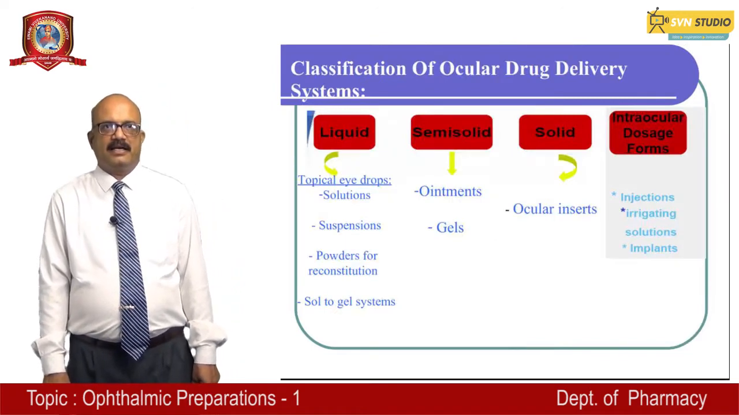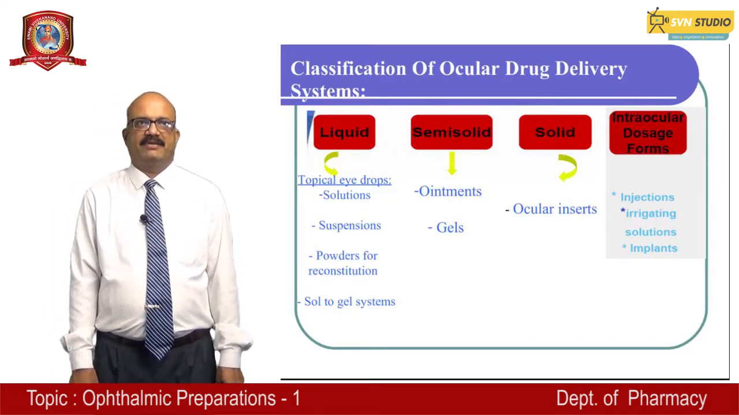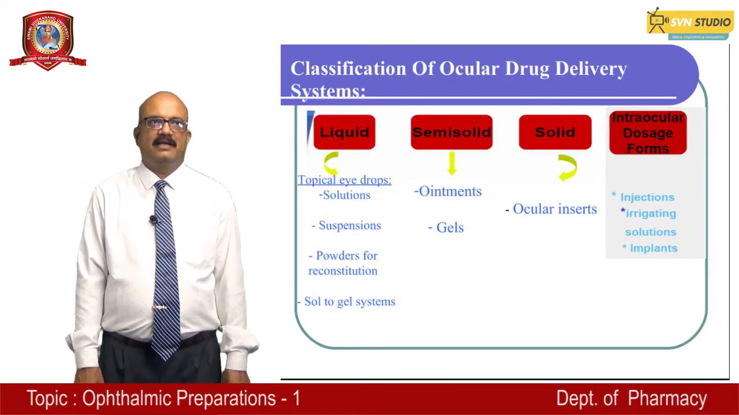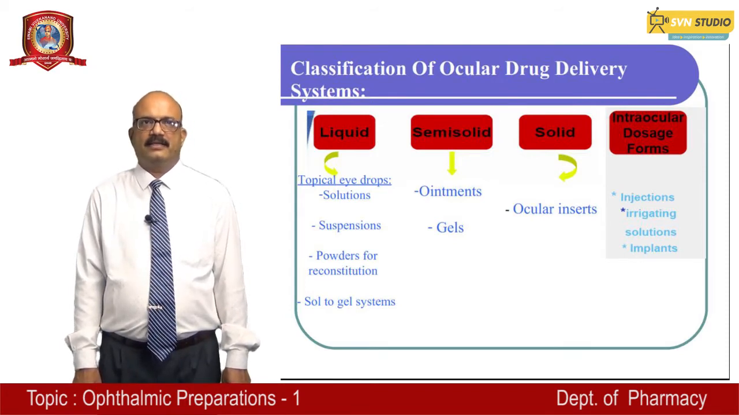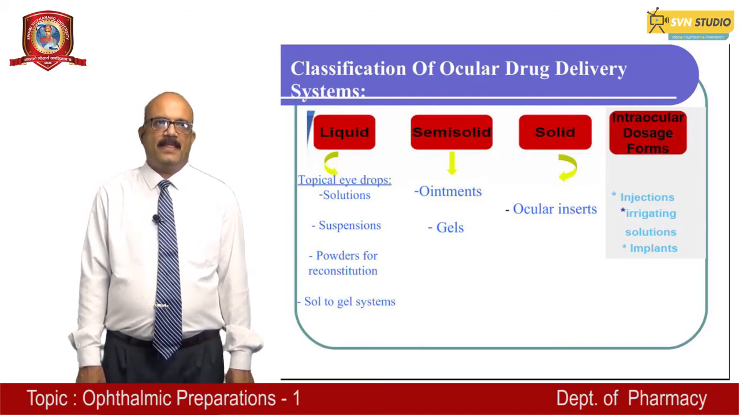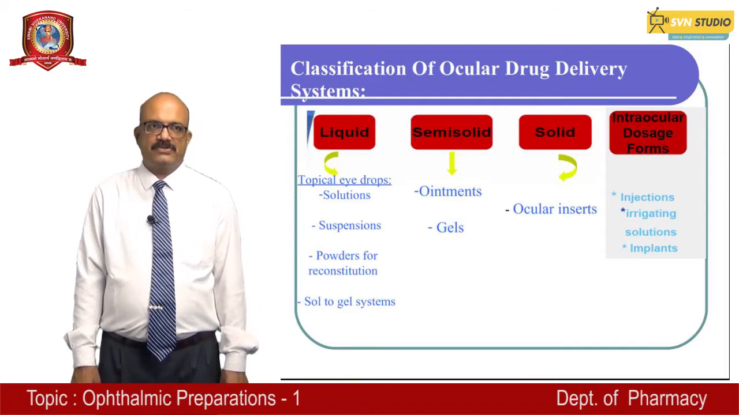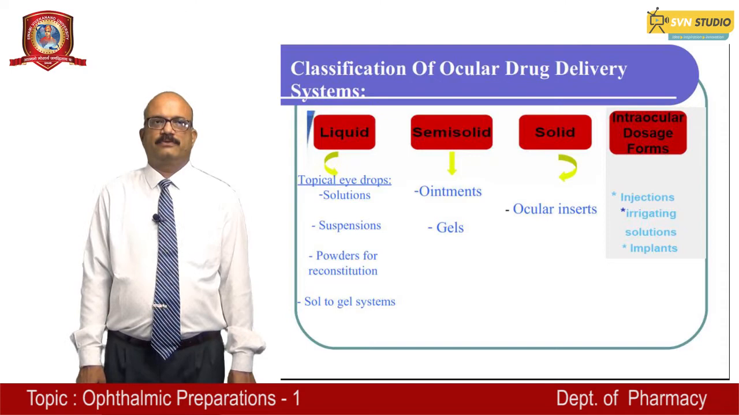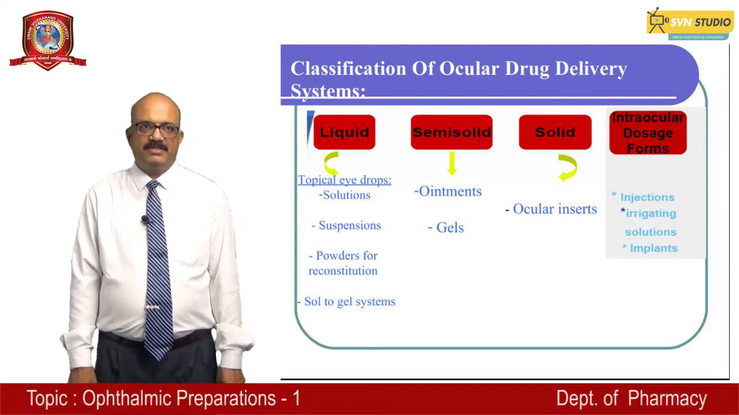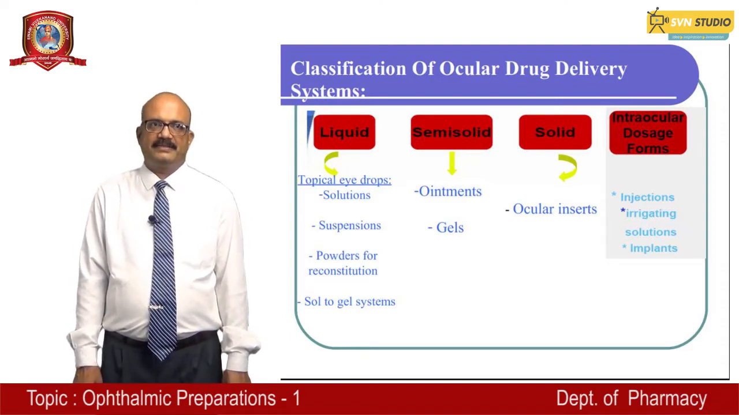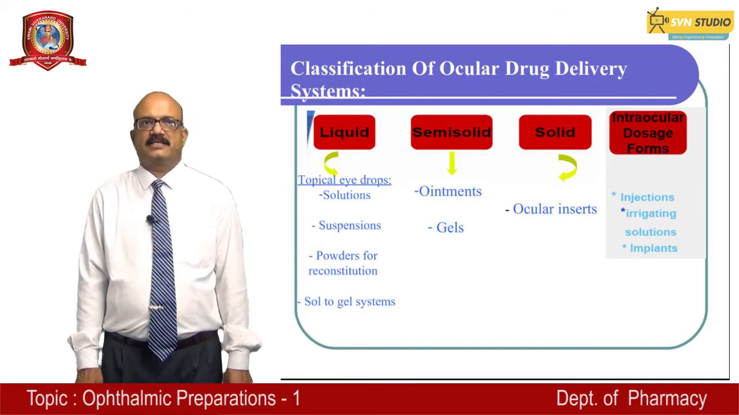Now we can classify the various ocular drug delivery systems as liquid, semi-solid, solid, and intraocular dosage forms like injections, irrigating solutions and implants. Under liquid, there are various topical eye drops in the form of solutions, suspensions, powders for reconstitution, or solution-to-gel systems. The semi-solid preparations are ointments and gels, and in the solid form there are ocular inserts.